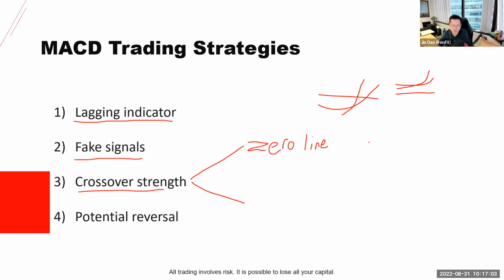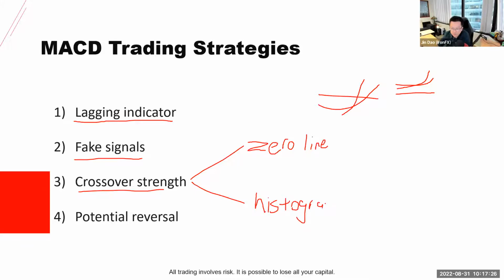So that's the first one that you want to consider in terms of strength, or how to tell the strength of the MACD: that zero line. Consider where the crossover is, whether it's above or below that zero line. And also for the crossover strength, you want to consider the histogram.